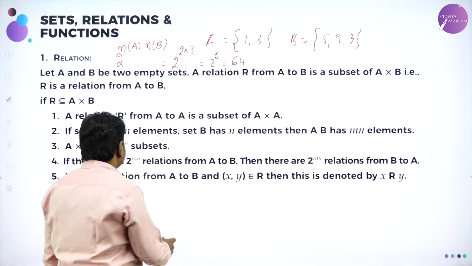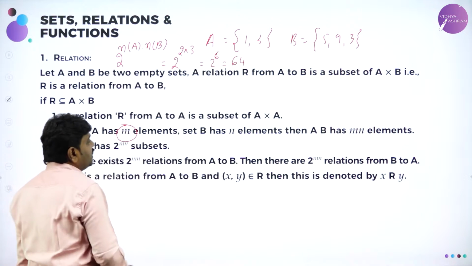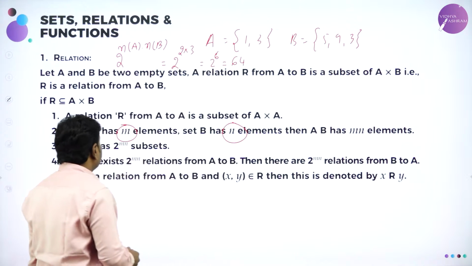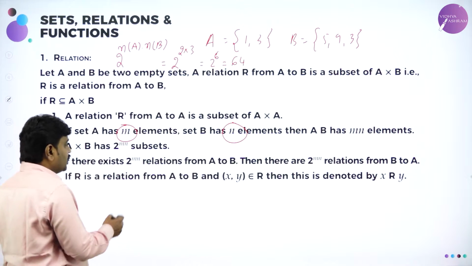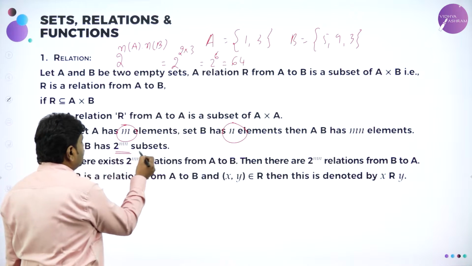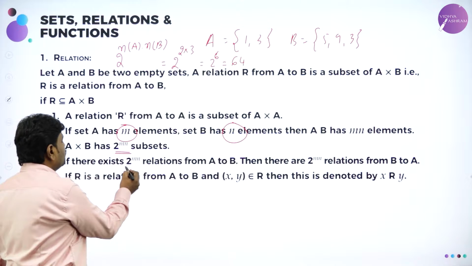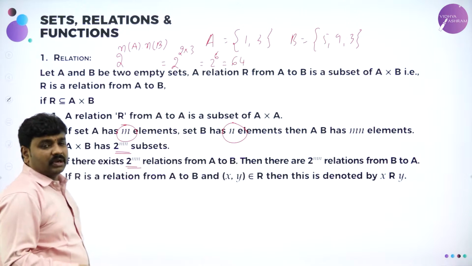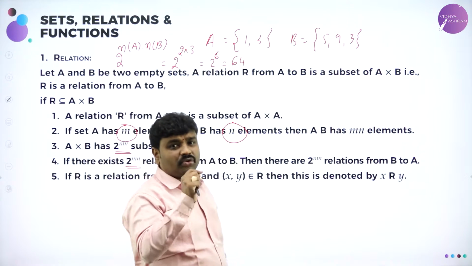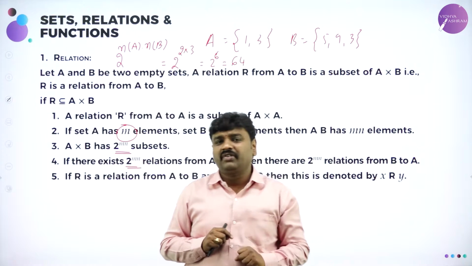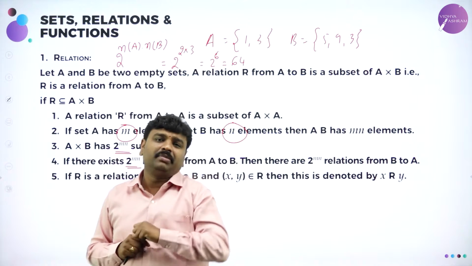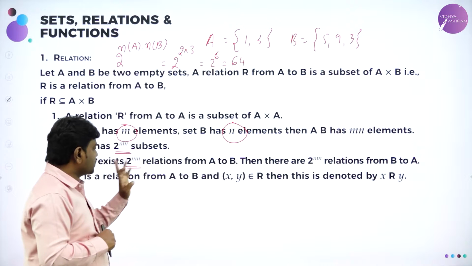So if A has m elements and B has n elements, the number of subsets is 2 power mn, and the number of relations also will be 2 power mn. So the number of subsets is 2 power the number of elements, you know. So A cross B will have mn elements, m into n elements, and the number of relations is this.